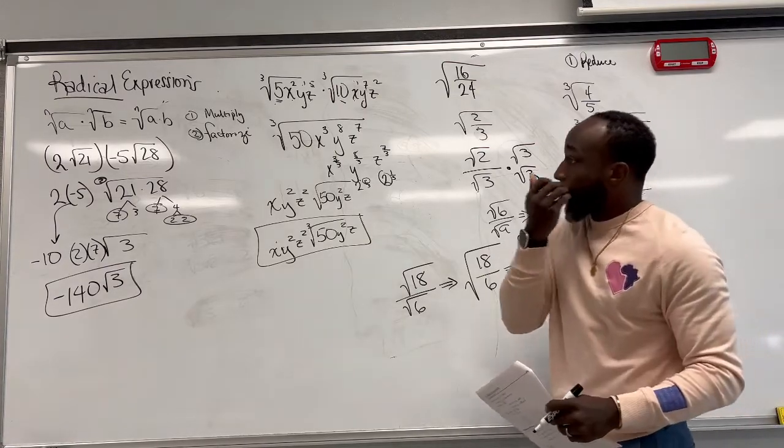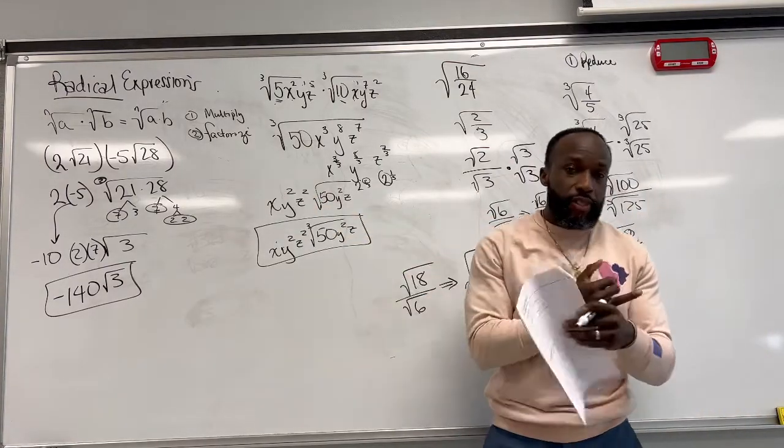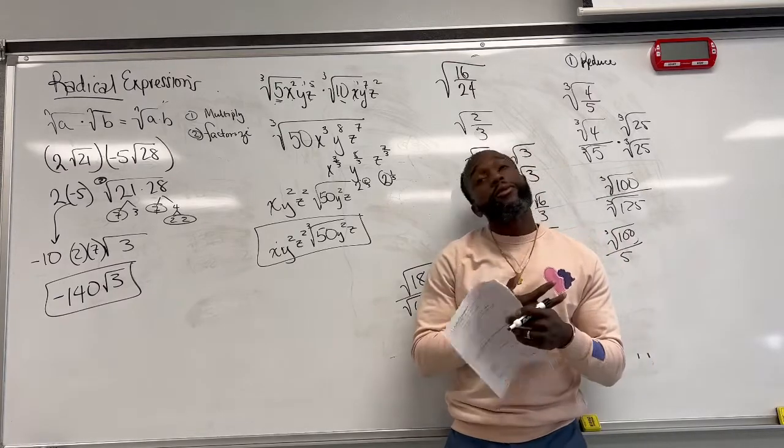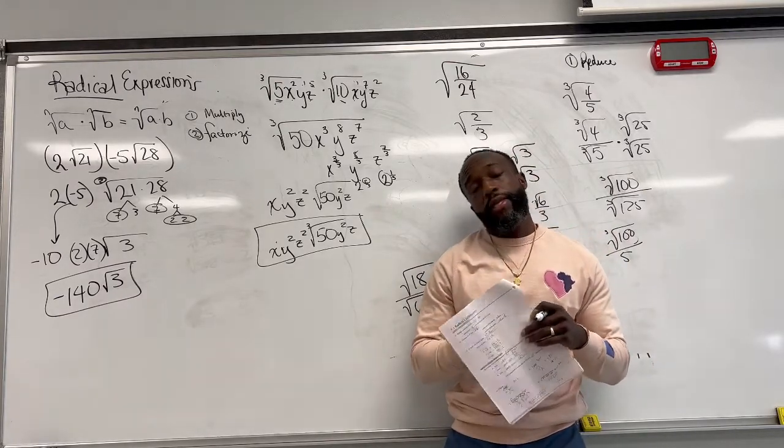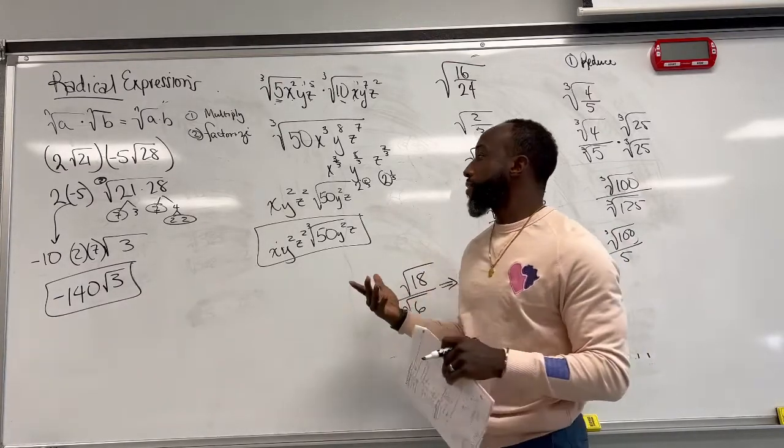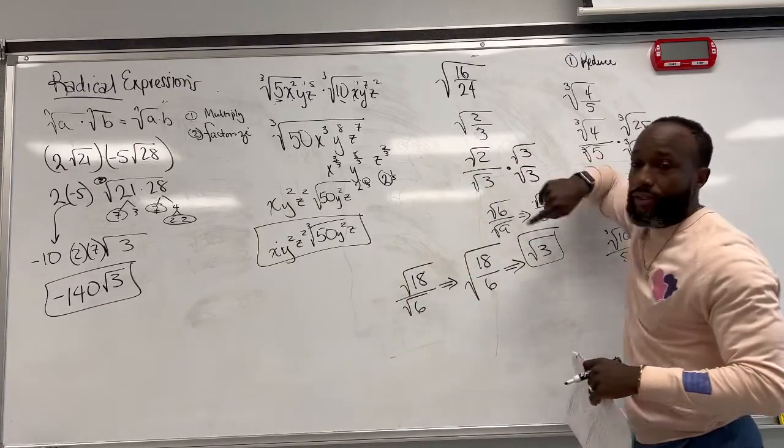So we simplify radicals, we multiply radical expressions, and then we rationalize. Rationalize meaning we got rid of the radical in the denominator.